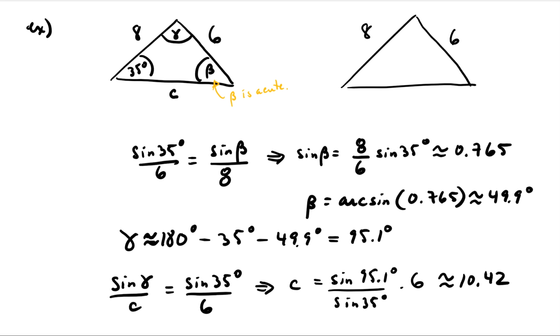This is 8, 6. This is 10.42. Beta is 49.9 degrees. This is 95.1 degrees. This is 35 degrees. And those are all my angles and sides. Okay. Now let's take a look at a third example. And you'll see it's kind of similar to this one.